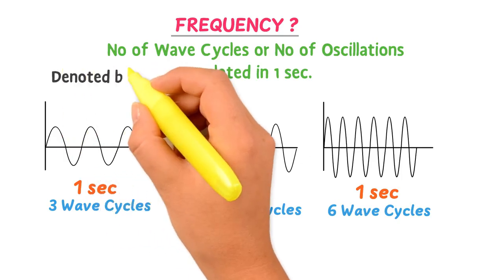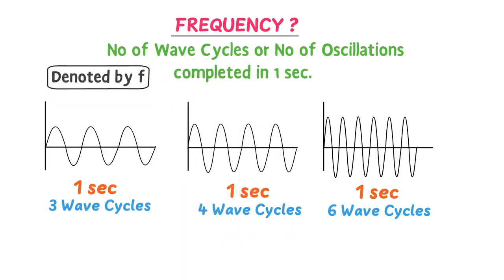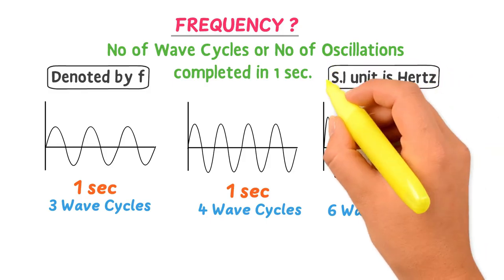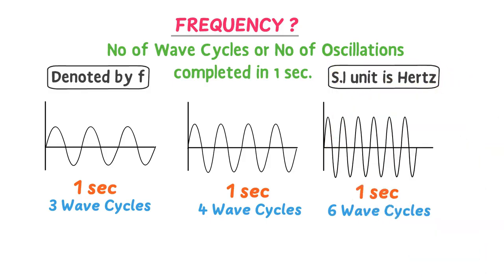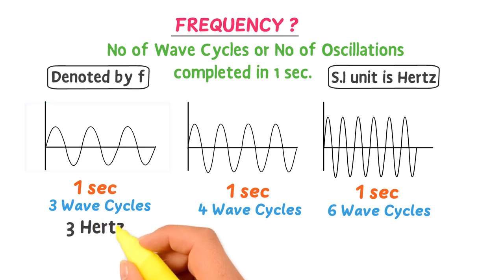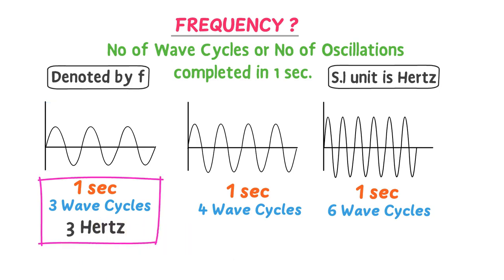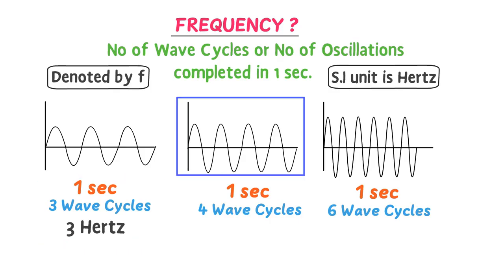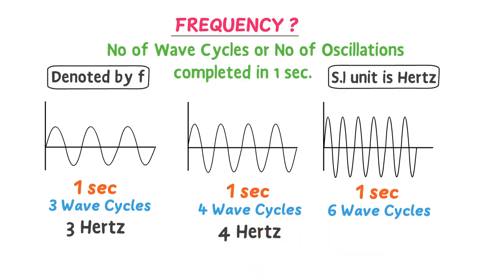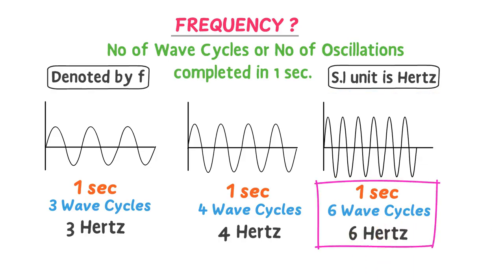Frequency is denoted by small f. The SI unit of frequency is Hertz. Thus, the frequency of this wave motion is 3 Hz because it completes 3 oscillations in 1 second. The frequency of this wave is 4 Hz because it completes 4 oscillations in 1 second. And the frequency of this wave is 6 Hz because it completes 6 oscillations in 1 second.